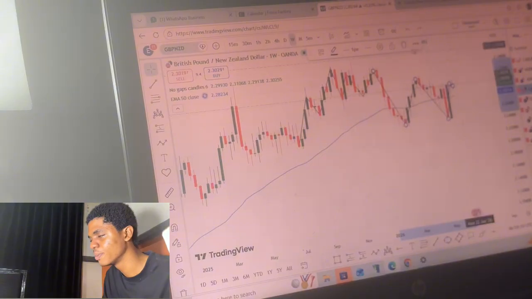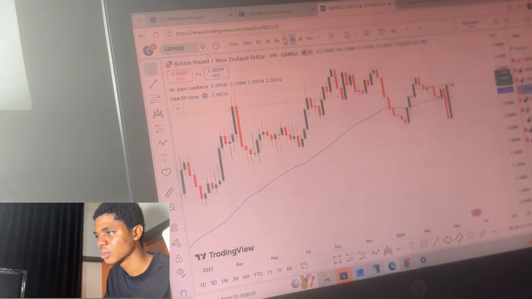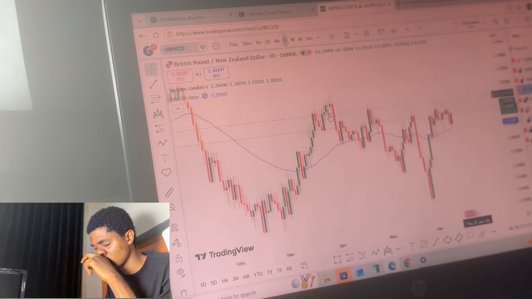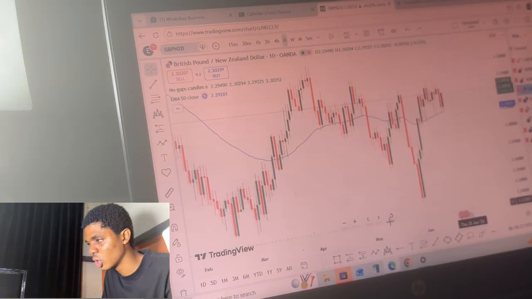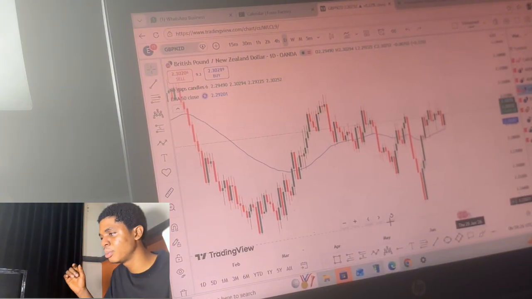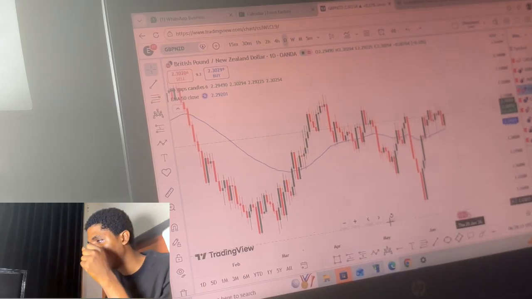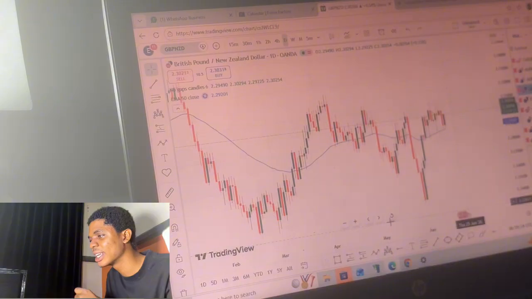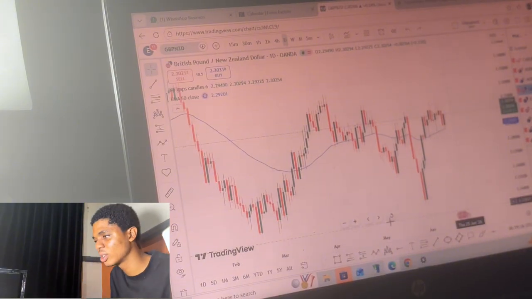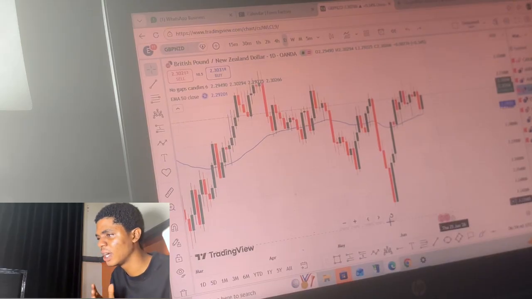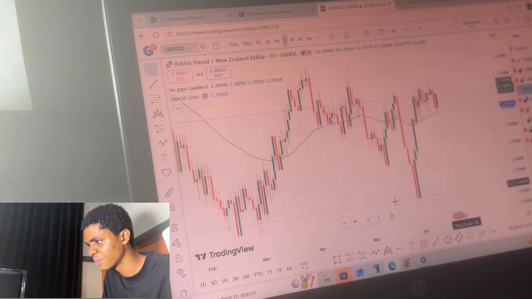So let's go down to the daily time frame to know what the daily time frame is telling us at this point. I want you guys to pause this video and tell me, is this market bullish or is this market in a bearish move? I give you guys 5 seconds. 1, 2, 3, 4, 5. So if you got it right, you got it right. If you got it wrong, you got it wrong. So let's break it down.